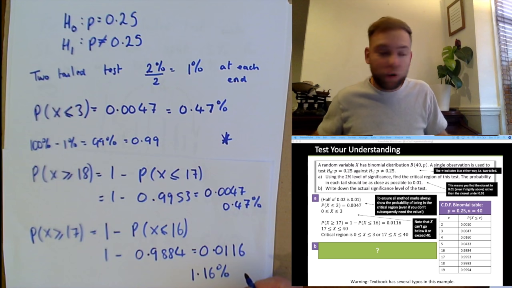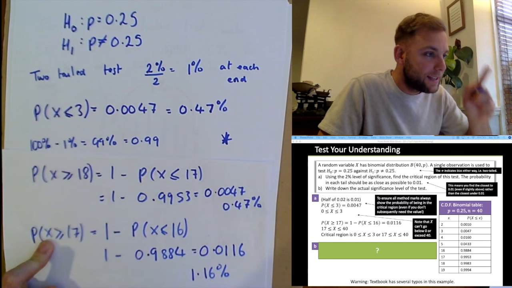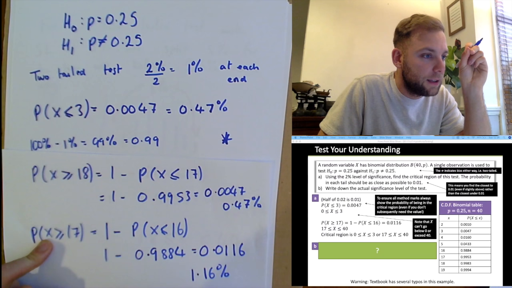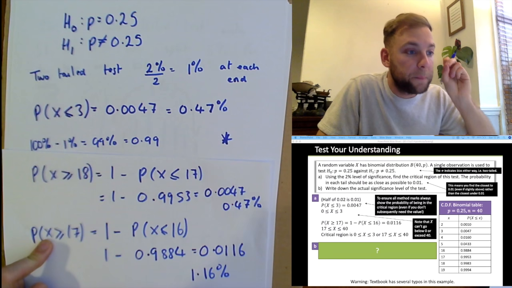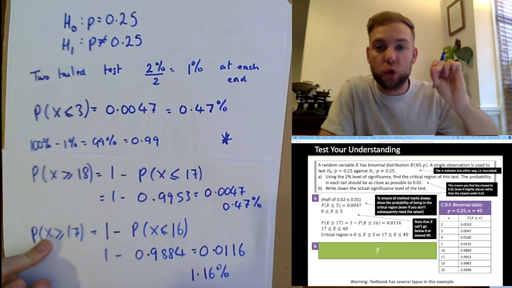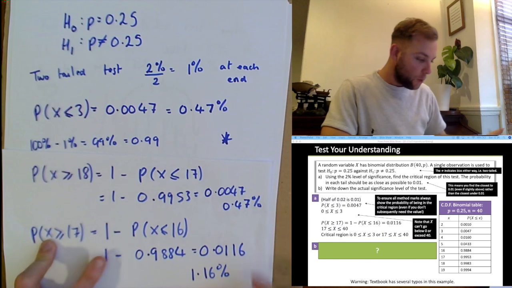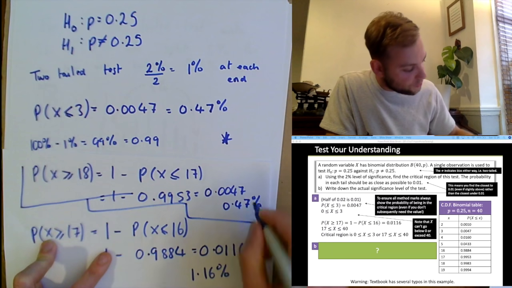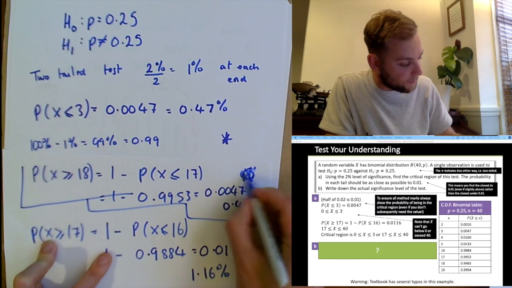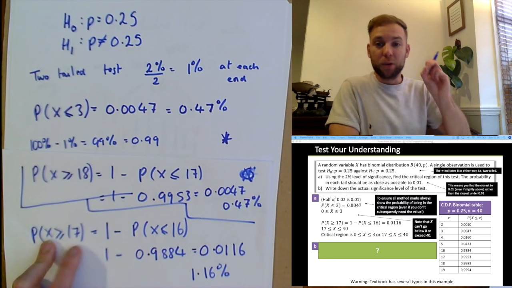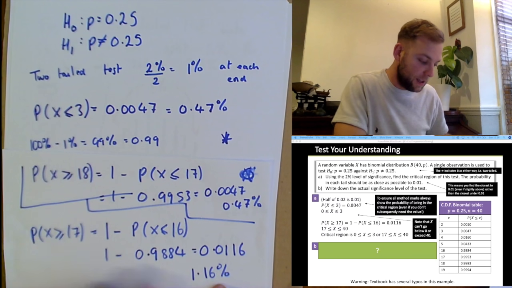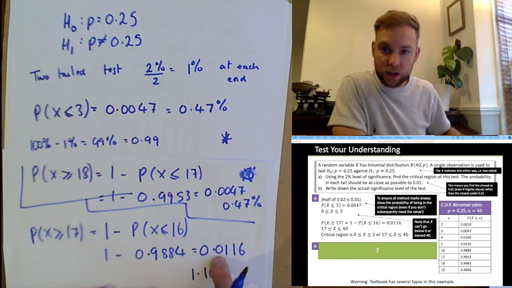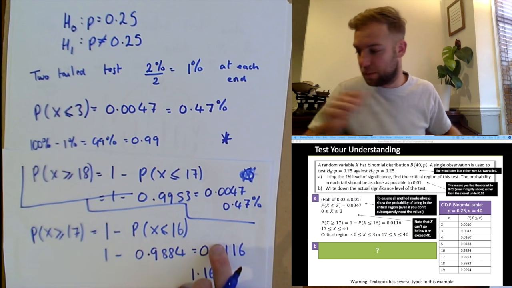Now, because this question says, find the critical region, and the probability in each tail should be as close to 0.01 as possible. Well, if it was saying the first time it goes below it, then we'd use this one here, because this is the first time that we go below 1%. But it's not asking that. It's asking for the one which is closest to 1%, which is actually this one, okay? So we're using everything which is 17 and above.